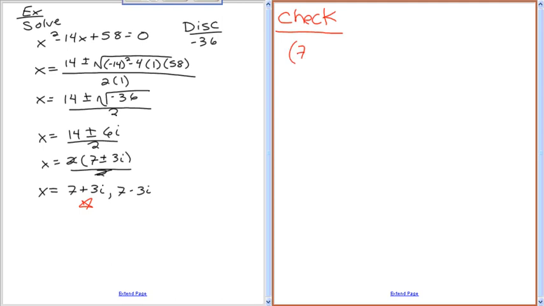So it's 7 plus 3i squared minus 14 times 7 plus 3i plus 58, and that has to equal 0. When we check our solutions, we plug it in on one side and we work straight down the process. So now when you go through this, you have to actually go through and do the expansion. I'm going to show this step by step so you can see how the i part breaks down as well along the way.